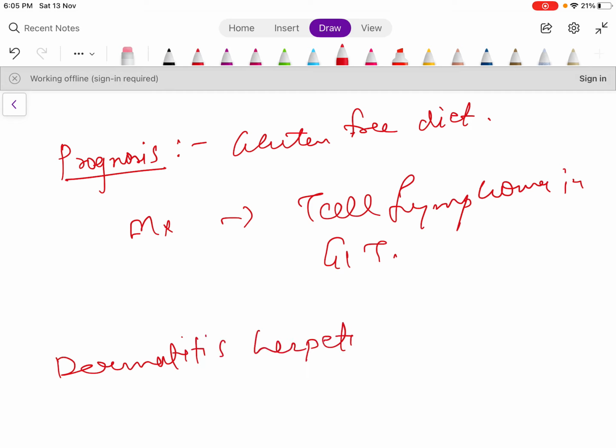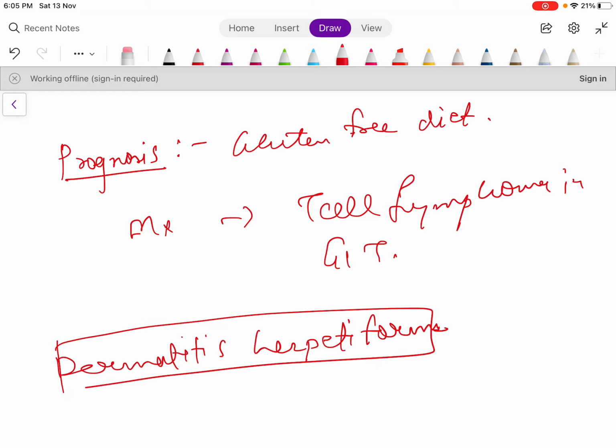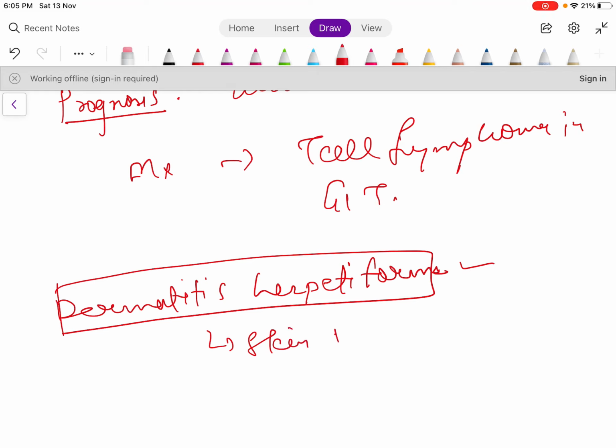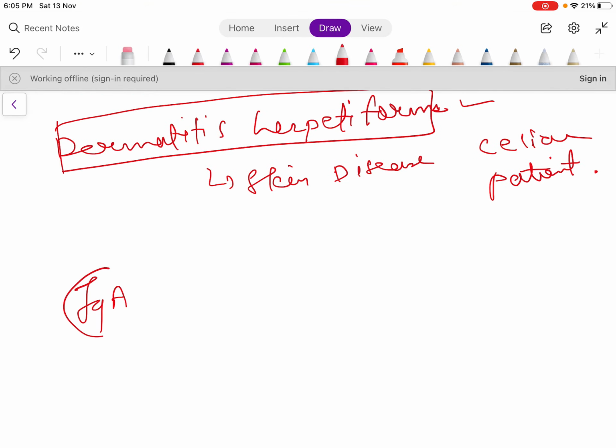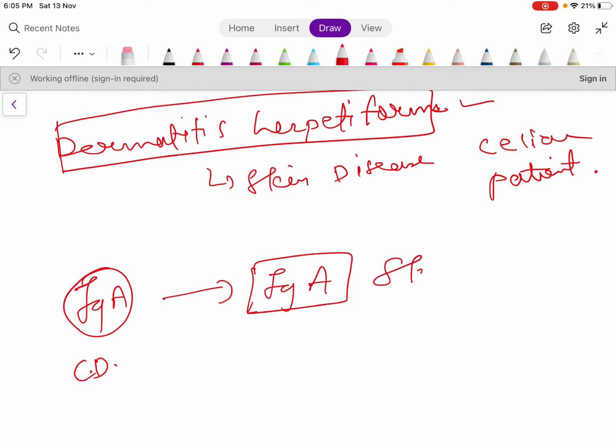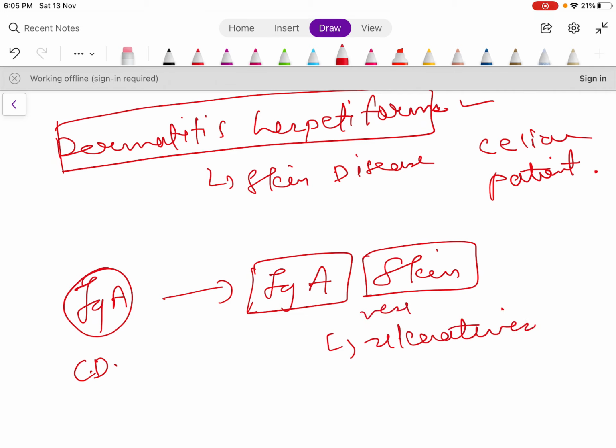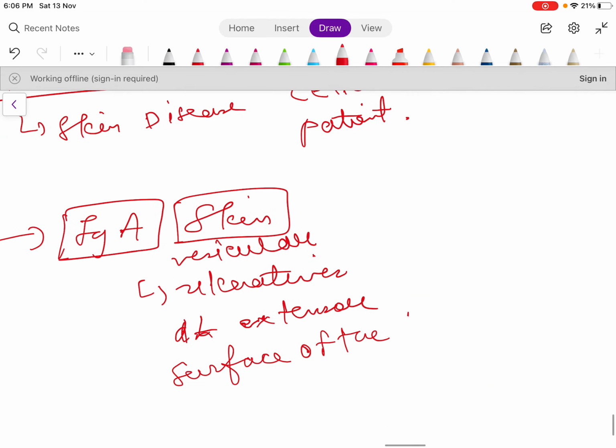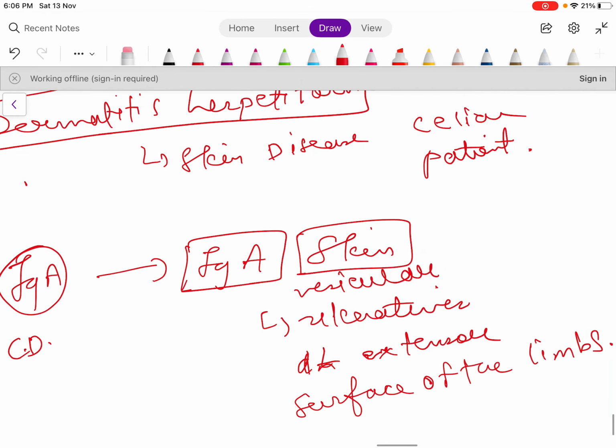Dermatitis herpetiformis. This is related to celiac disease. Okay, this is a kind of skin disease that will be seen alongside celiac patients. Because the IgA antibodies that are formed in celiac disease patients will also affect our skin and form ulcerative lesions, vesicular lesions at the extensor surfaces of limbs. Okay, so you should also keep this in mind.